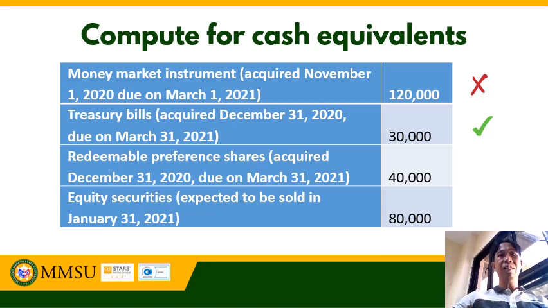That's also 3 months. Redeemable preference shares may qualify as cash equivalents. Answer, yes. Equity securities expected to be sold on January 31, 2021 does not qualify as cash equivalents because it does not have a maturity date. Okay? So the answer in this case would be 70,000 if you are asked to compute for cash equivalents.